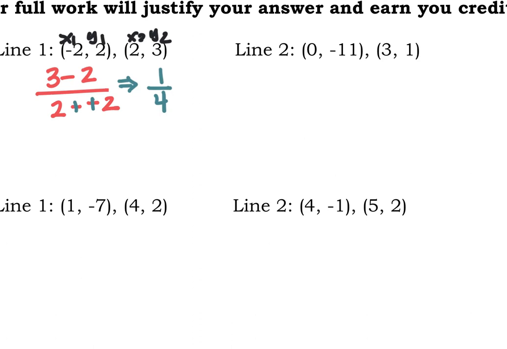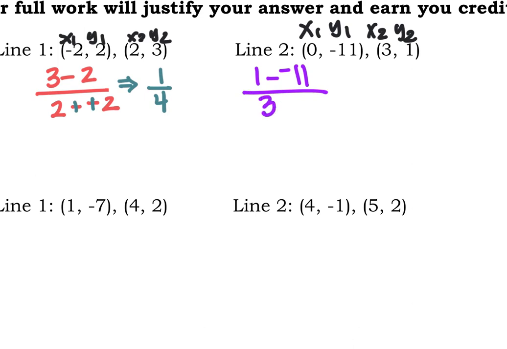All right, let's do the same thing with our line 2. So x1, y1, x2, y2. So what is our y2 on the second step? 1 minus a negative 11. And then what's our x2?